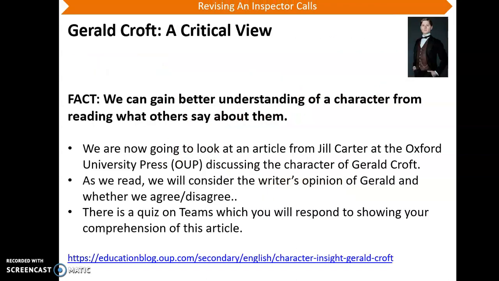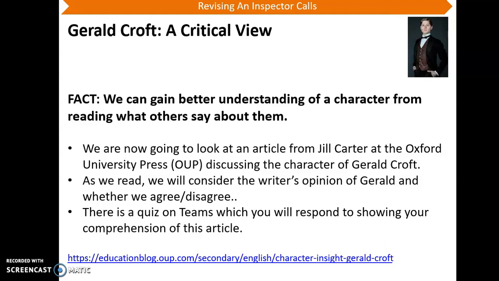Apologies. Okay, so today we are going to deepen and strengthen our understanding of Gerald Croft as a character. We can always gain a better understanding of a character from reading what other people say about them, particularly if that other person is a well-known academic writer. So today we are going to look at an academic article from Jill Carter at the Oxford University Press. And in that article, Jill Carter discusses the character of Gerald and she puts forward her views on him.